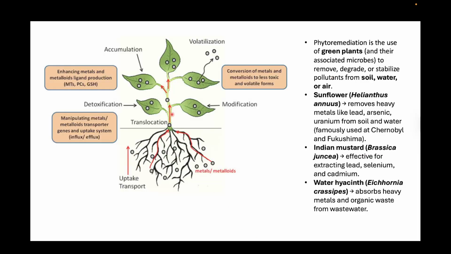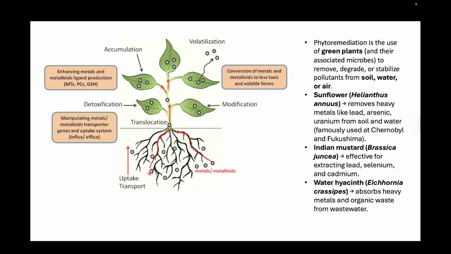So plants can do it in various methods: volatilization, conversion of metals and metalloids to less toxic and volatile forms so that they can be soluble in air. They can be released in the air.